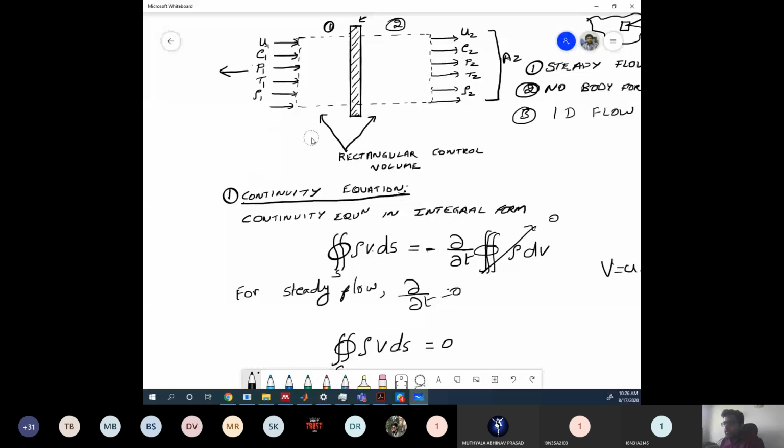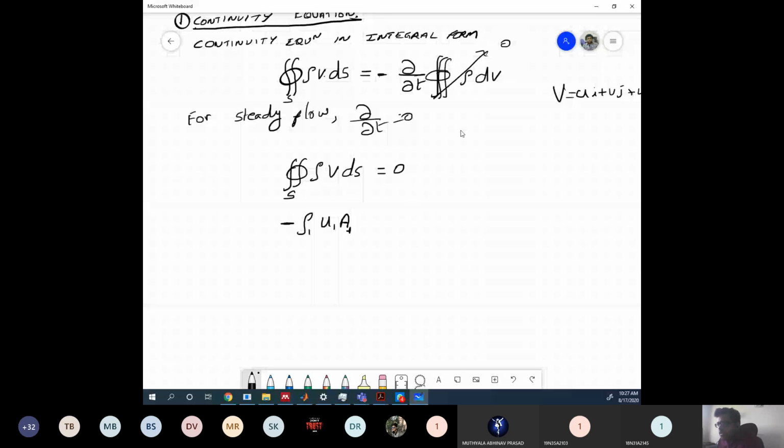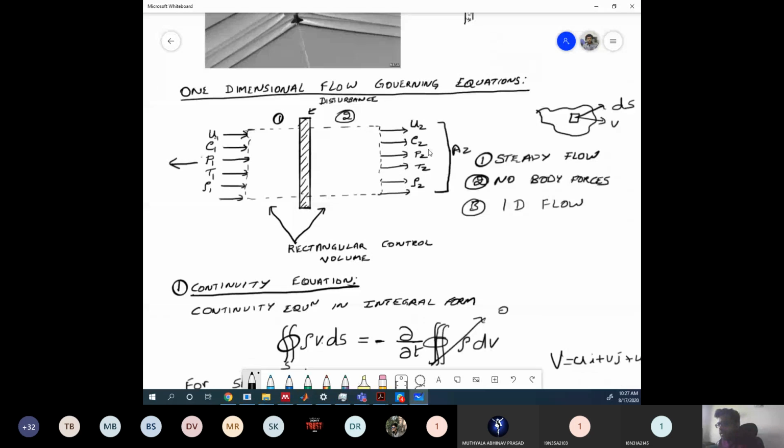Now if you see region 2, A2 and U2 are both in the same direction, right? Because the face area here and U2 are in the same direction. Whereas at region 1, A1 and U1 are pointing in opposite directions.